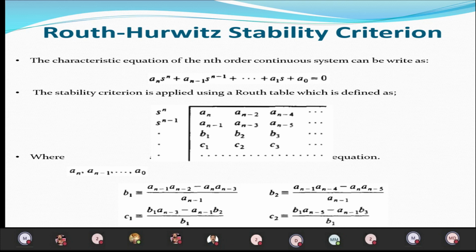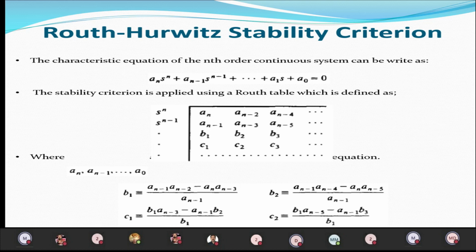If you want to determine the next row, you leave the first row and consider only the next immediate two rows above. Therefore, to determine c1, you consider the b1 and a n minus 1 rows only. You can see in the formula that c1 is equal to b1 into a n minus 3 minus b2 into a n minus 1, divided by b1, cross multiplying the diagonals. Okay, so it's very simple. As usual you have to follow this.